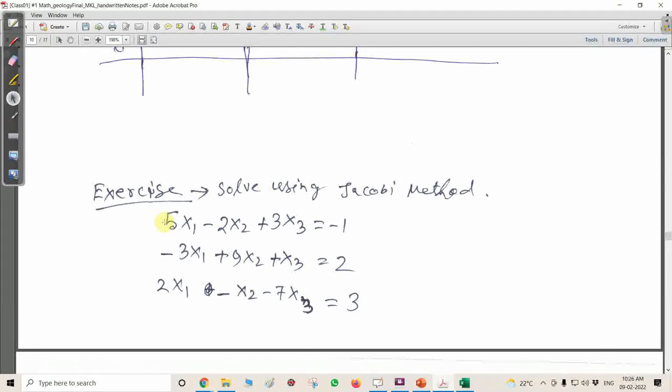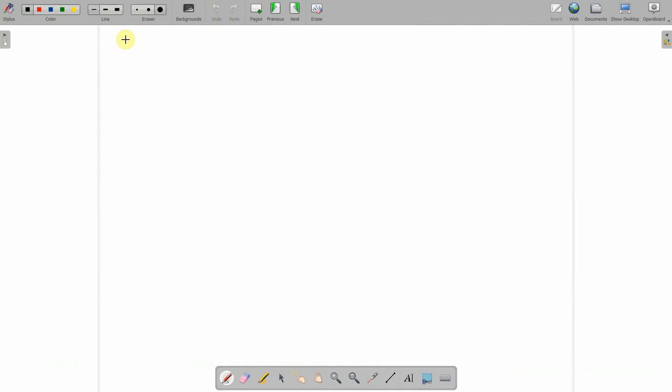So what you have written for this one? Okay. So just tell me what are the equations. Is there any way I can write? Yes. So the equations are 5x1 plus 2x2 plus 3x3 equals to minus 1. Yes, minus 1. Next one would be your minus 3x1 plus 9x2.